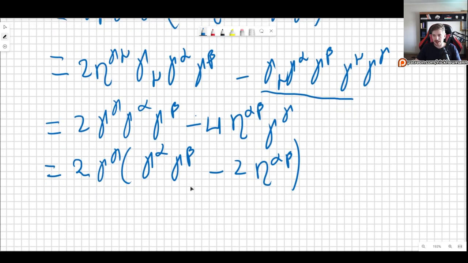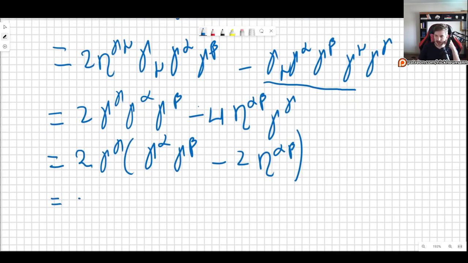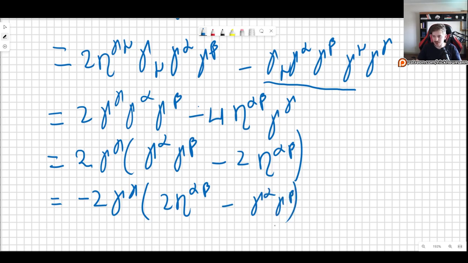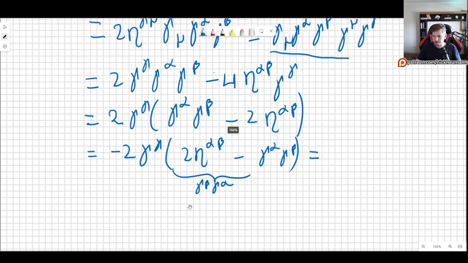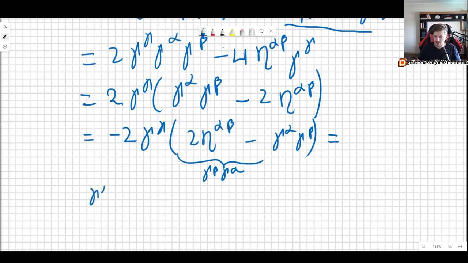Now this may look a little bit more interesting if we also factor out a minus sign. So we get minus 2 times gamma gamma times, and now because of the minus sign, we get 2 times eta alpha beta minus gamma alpha gamma beta. Now this is exactly the Clifford algebra once again, and in this case this is gamma beta gamma alpha. Just a quick reminder: gamma alpha gamma beta plus gamma beta gamma alpha is equal to 2 times eta alpha beta. So we had this minus this, so what we got was that.